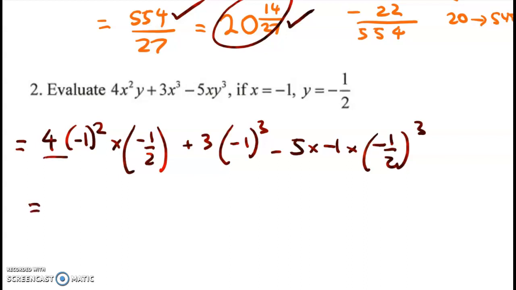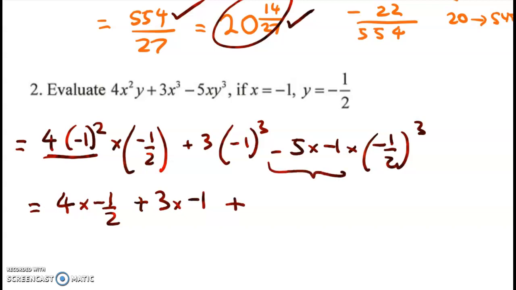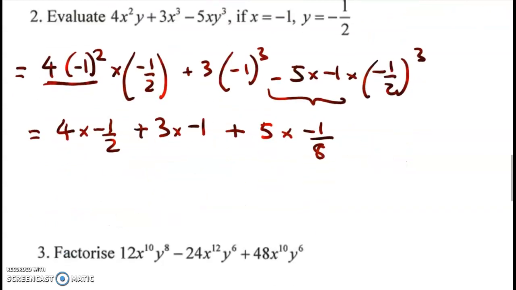So in here, that's 4 times -1/2 plus 3 times -1. So I hope you see how slowly I'm going, guys. I'm probably going slower than most of you. And that's not because I can't do it. It's because I've learned over many years that slowing down eventually will speed you up. So plus 5 times -1/8.